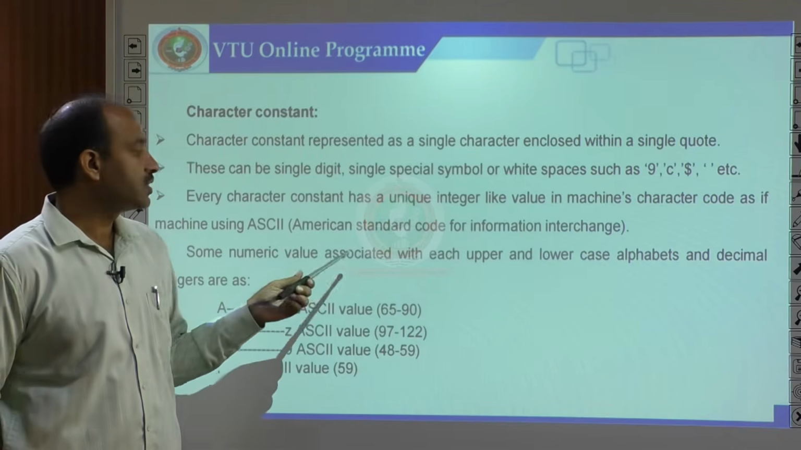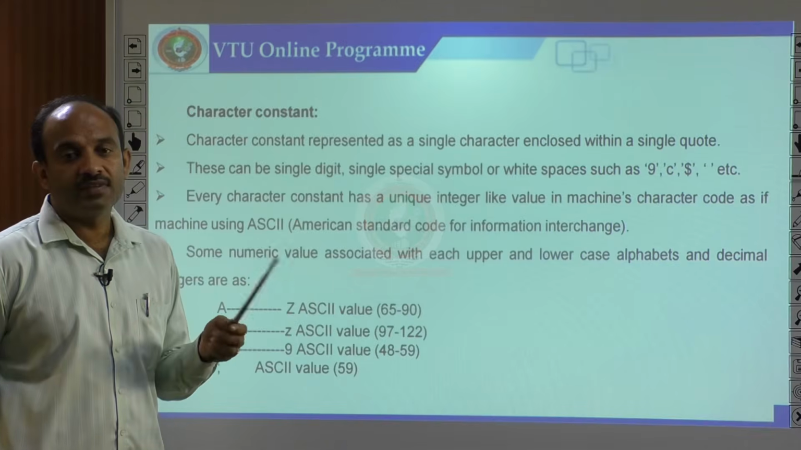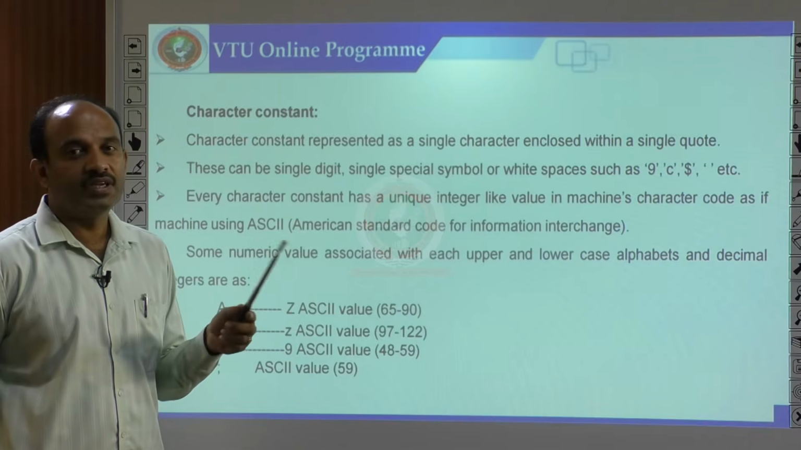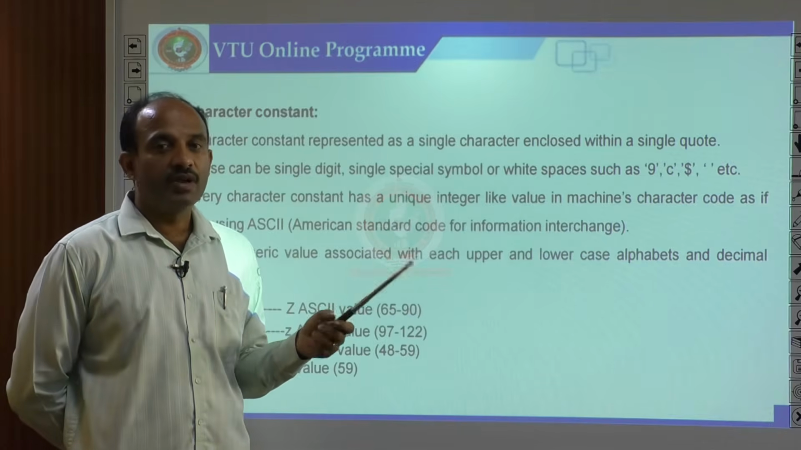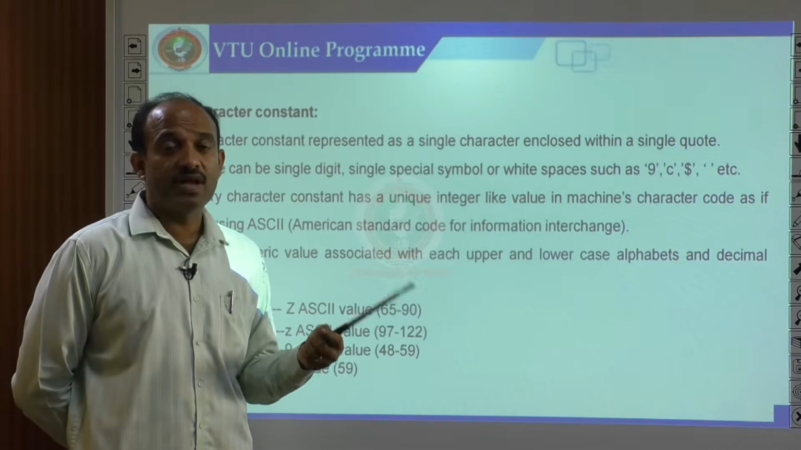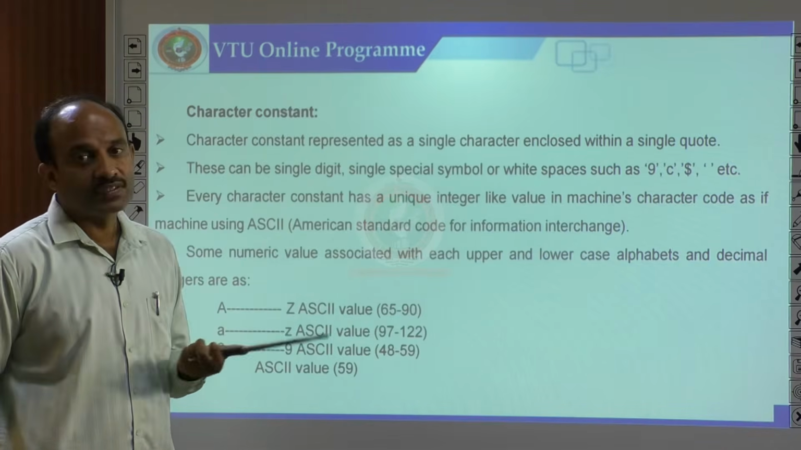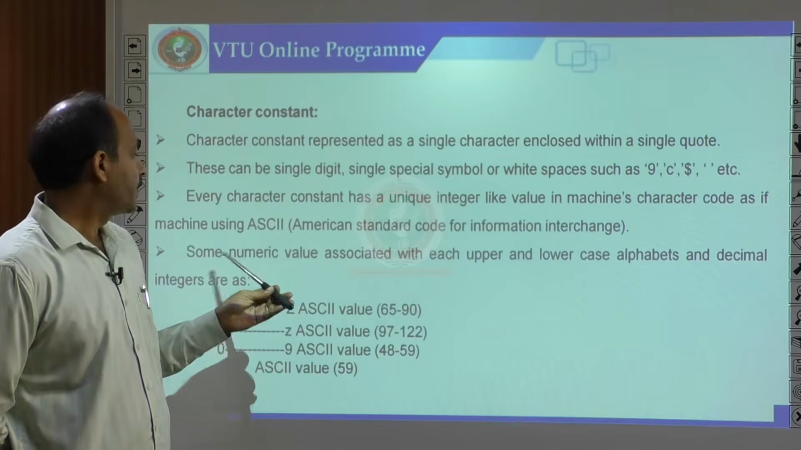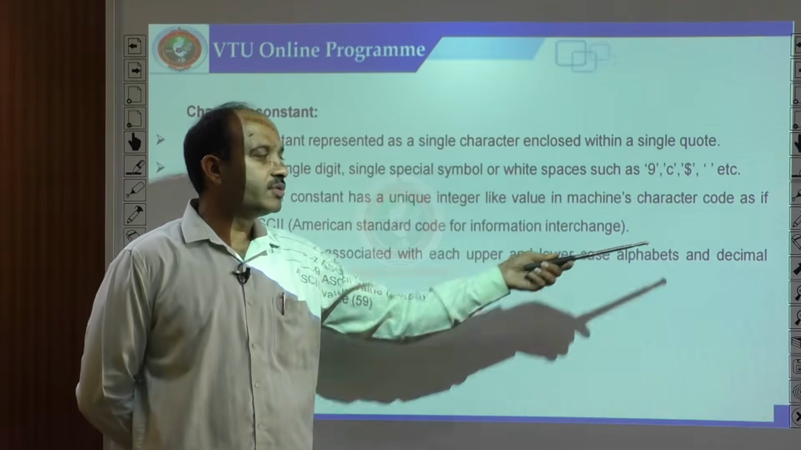Some numeric values are always associated with each uppercase letter. In ASCII format, A always starts at 65. Similarly, lowercase letters have ASCII values, and the plus and minus signs also have values. For everything there is some ASCII value, a representation that is an integer only. Numeric values are associated with each uppercase and lowercase alphabet and with digits.